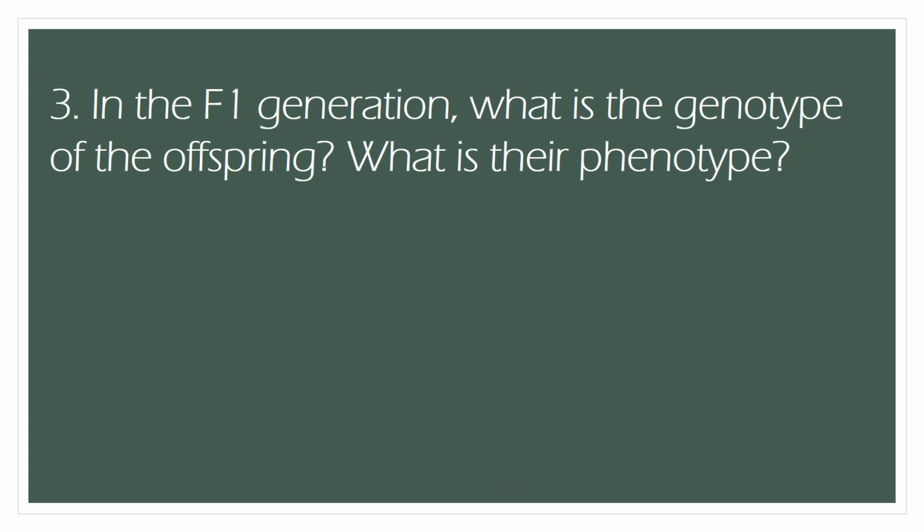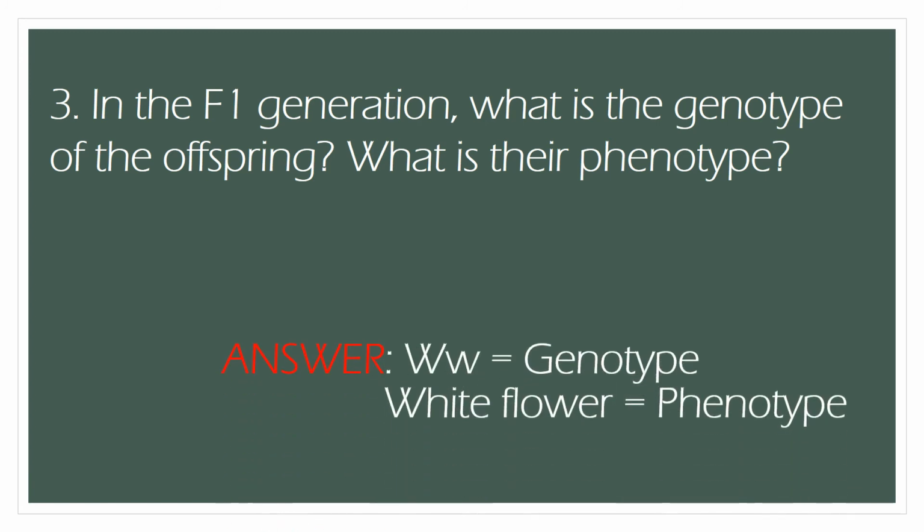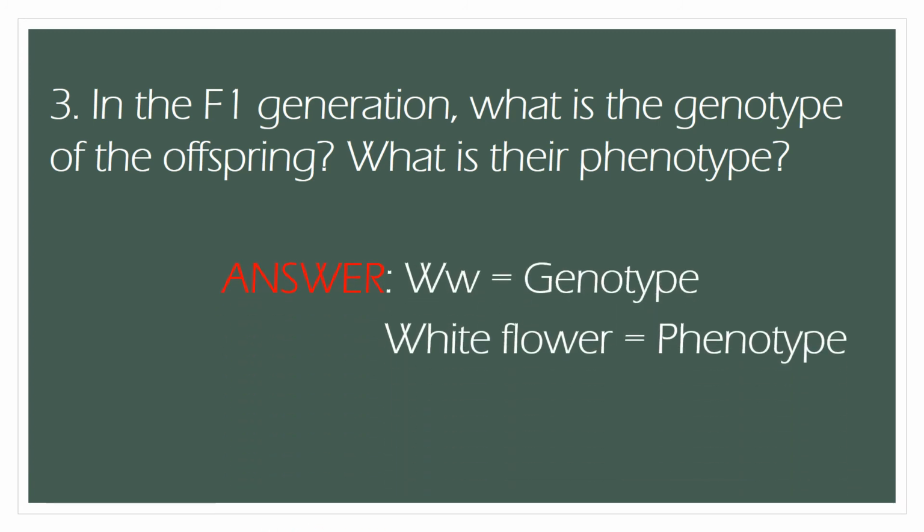For our third question, and the last question also: in the F1 generation, what is the genotype of the offspring, and what is their phenotype? The F1 generation's genotype and phenotype: the answer is, the genotype is the hybrid, the capital letter W and the small letter w, and the phenotype is white flower.